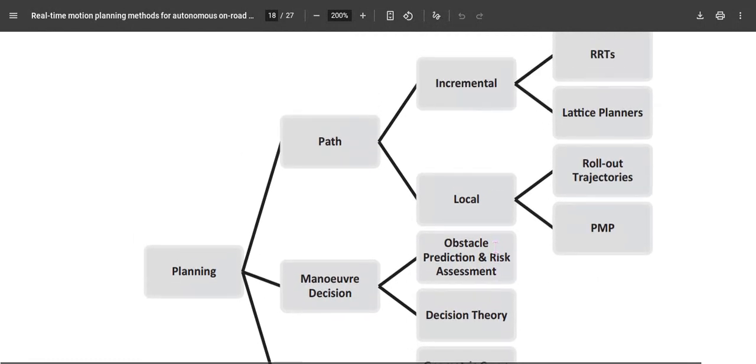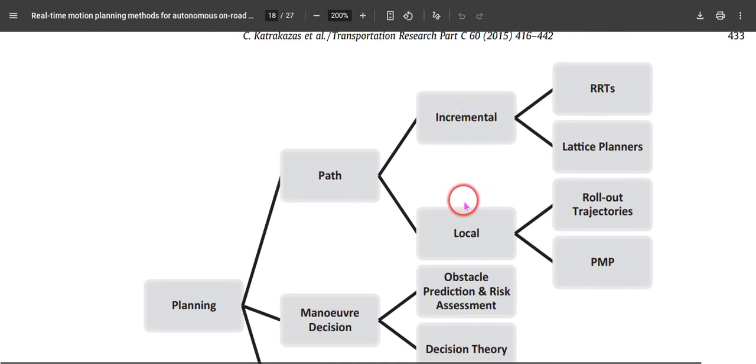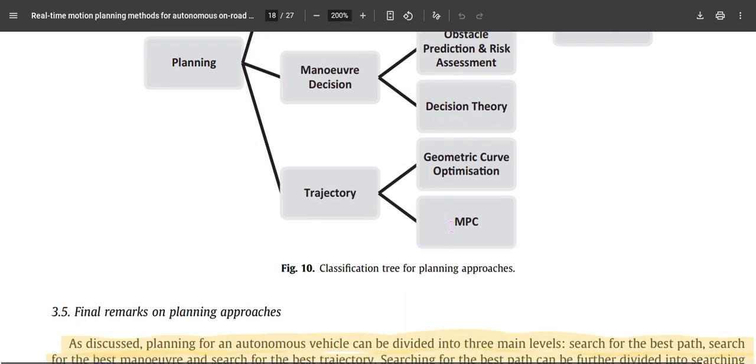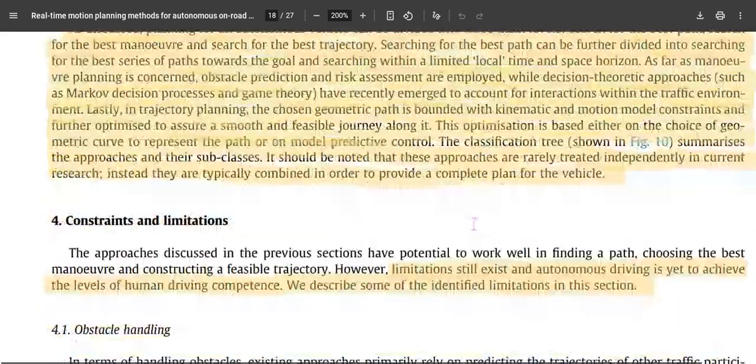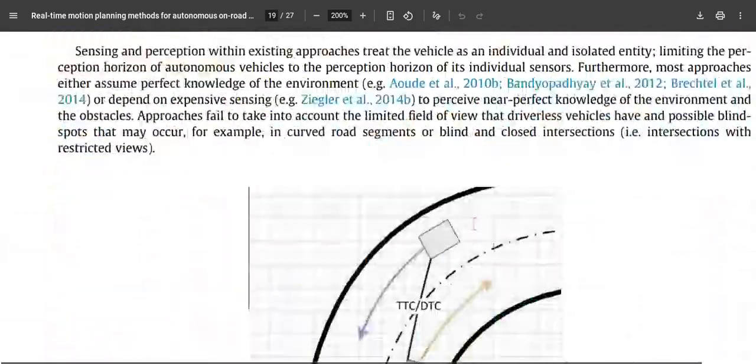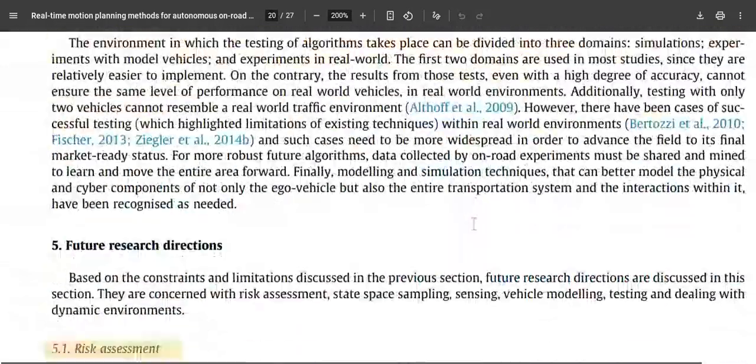I told that path planning will be two methods: incremental and local. Incremental can be RRT and lattice planners, and local can be rollout trajectories in the action space or the state space. And there's partial motion planning, like time constrained RRT. And maneuver planning is a kind of decision making, like understanding the situations around it. And trajectory can be a geometric smooth optimization curve, or directly the model predictive optimal control method. And these are some of the constraints; please go through this paper. I'm not going deep into this.